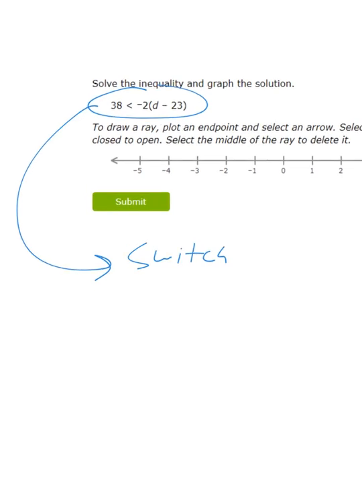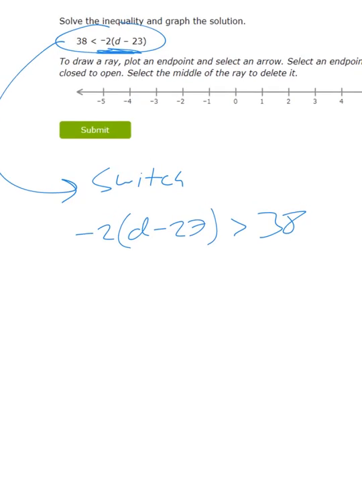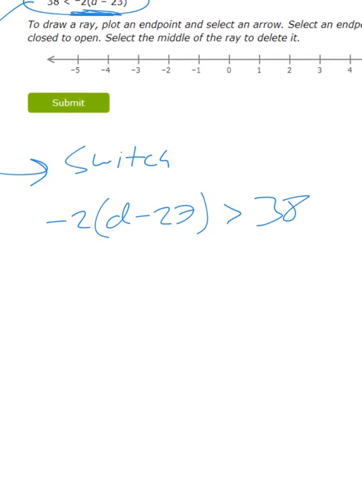Okay. First thing I'm going to do on this one is, the variables are on the right, I want them on the left side, so I'm going to switch everything around just to start. Negative 2, d minus 23 in parentheses. All that now is greater than, because as I switch everything around, I got to switch that sign around too, greater than 38.